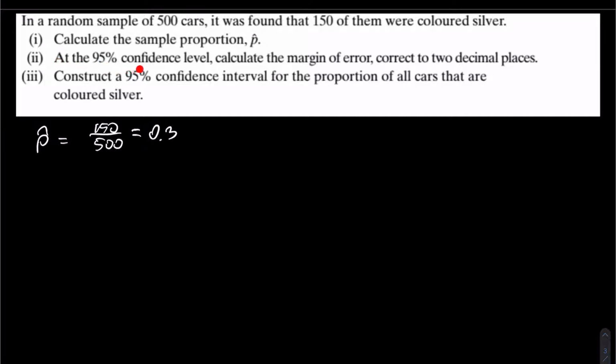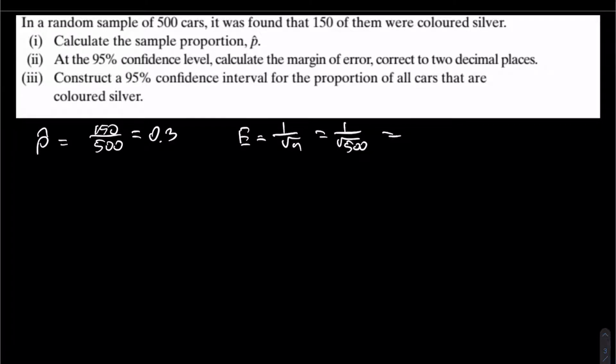At the 95% confidence level, calculate the margin of error correct to 2 decimal places. For this problem, I'm told to use the margin of error approximation E equals 1 over root n. So in this case, E equals 1 over root of 500, and that equals 0.044. And remember that n is the number of objects in the sample.